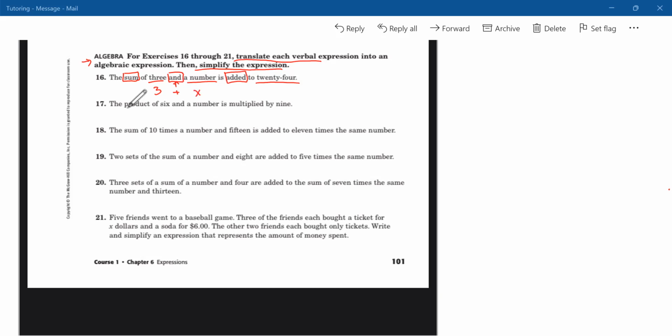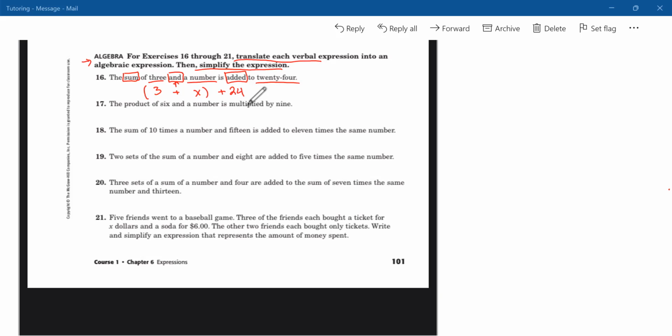Because it says the sum of, we would put parentheses around this to show that the next operation is going to be done to the sum of these two numbers. It says is added, which is another addition sign, to 24, which is written as 24. So this can be read as the sum of 3 and x is added to 24.